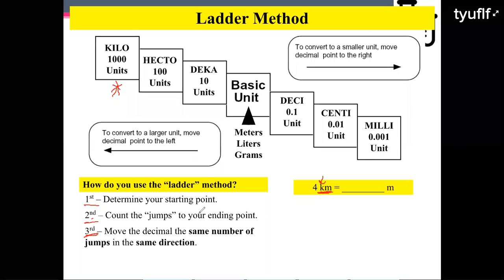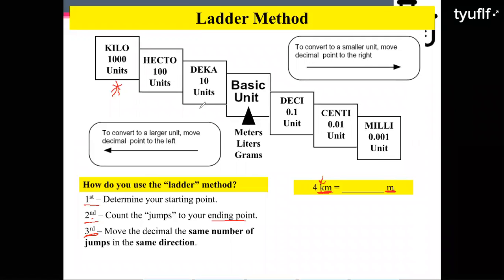My second step is to count the number of jumps to my ending point, but I need to figure out where I'm ending. When we read this problem, they want us to change from kilometers to just plain meters. So someone feel free to unmute. Meters, where would meters fall on this? Where would I find meters? Basic unit. Right, basic unit. And I know it's a basic unit because it doesn't have a prefix in front of it. It's just simply meters.